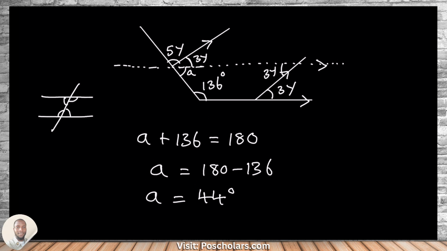Then use another concept of straight line. This is a straight line. What's the sum of angles on a straight line? The sum of angles on a straight line is what? 180 degrees, right? That means when you sum up this angle and this angle, it must give you 180. So let's sum it up.